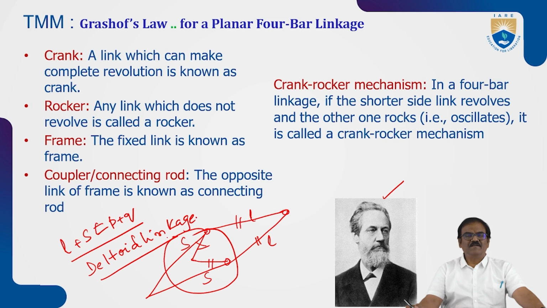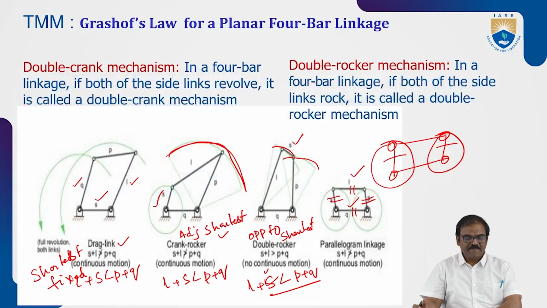This is called deltoid linkage. So now we have seen how these 4-bar mechanisms can be made into different mechanisms by changing the orientation of their links. Now we go with, already we have discussed this thing. This is the planar 4-bar linkage.